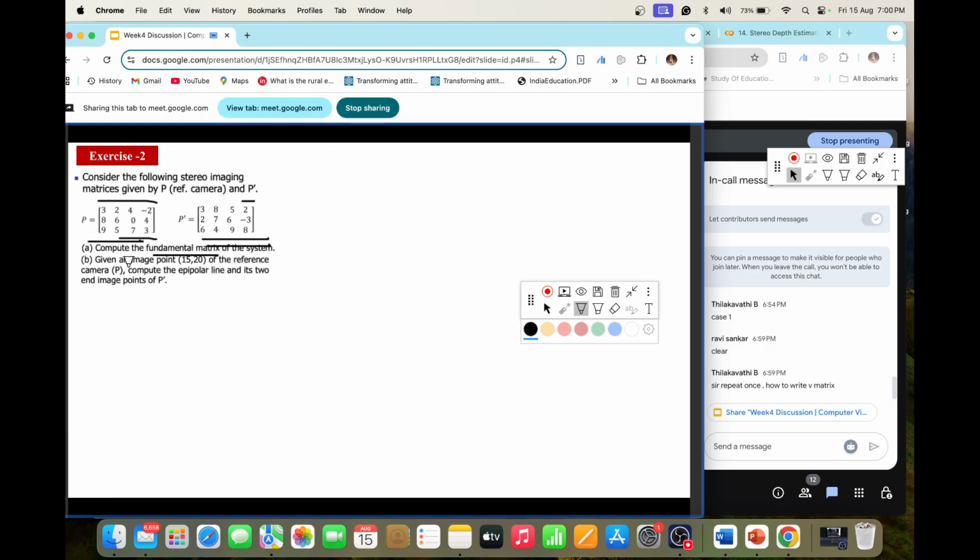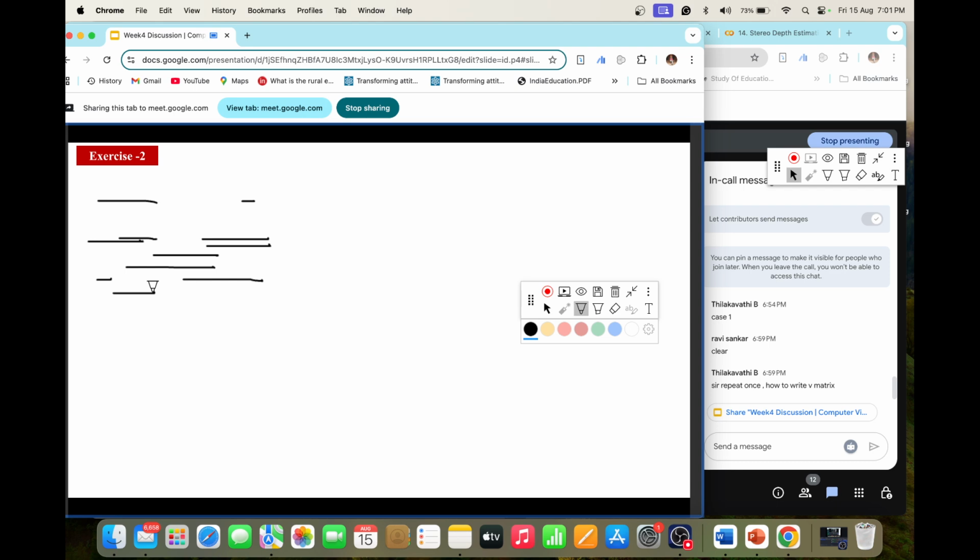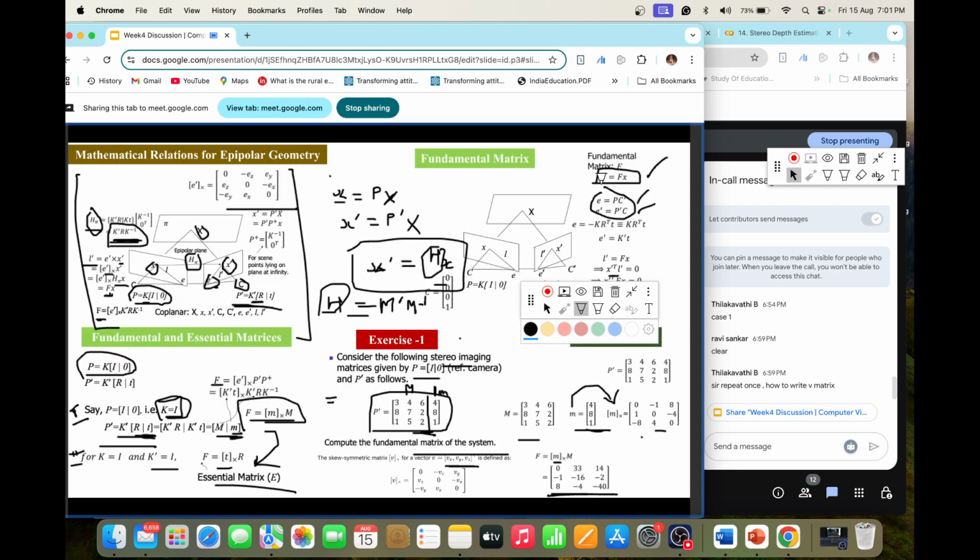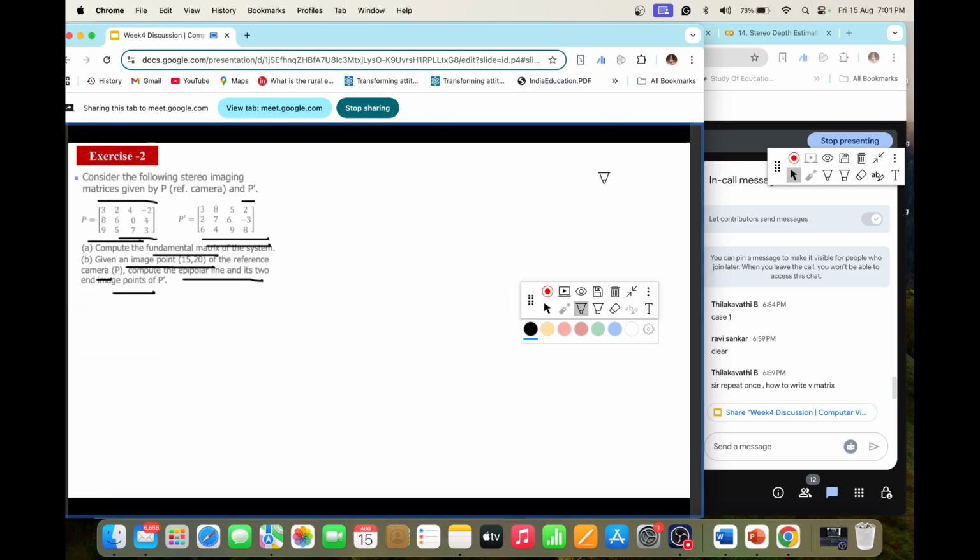What is the second question? Given an image point (15, 20) in the reference camera P, that means this is the left image point, compute the epipolar line and its two endpoints in P dash. So the epipolar line in the other image plane is very easy. That is given by this formula: L dash is nothing but F into X. X has already been given, and we have this F, so definitely we can find L dash. Again, it is very easy.